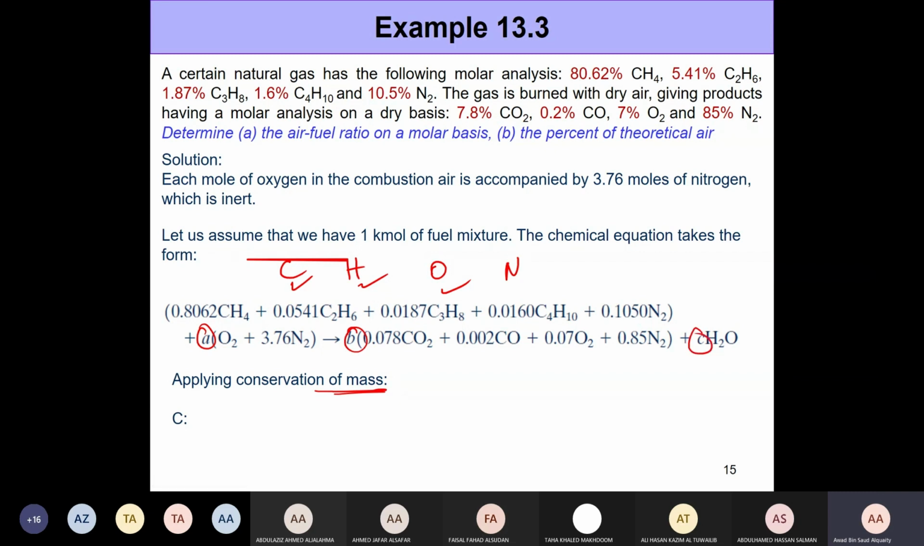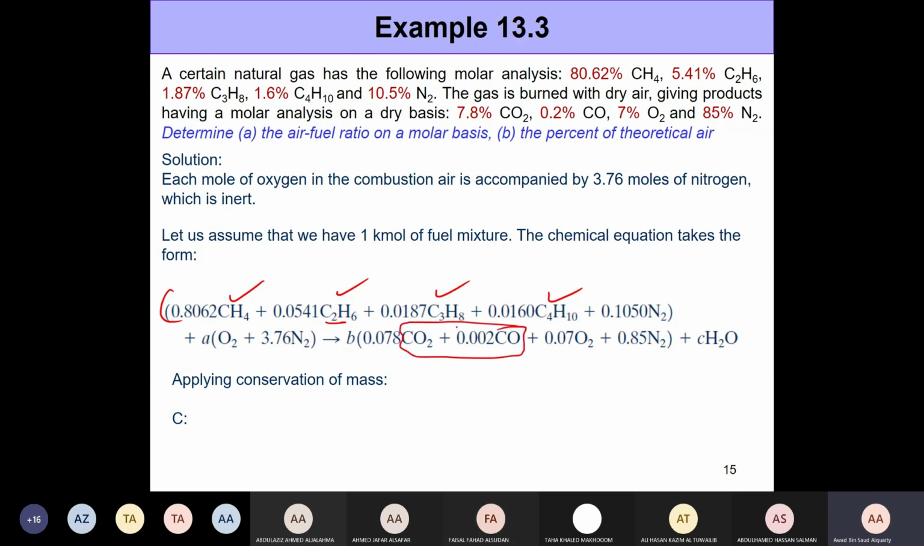Okay, so let's see how you apply the conservation of mass for carbon. So here we have molecules where you have C2, C3, and so on. So you got to be careful in how you pick it up. All right. So on the fuel side, carbon is there in all of these, right? It's there in methane, ethane, propane, as well as butane. On the product side, it's only there in two compounds. It's only there in CO2 as well as in CO.